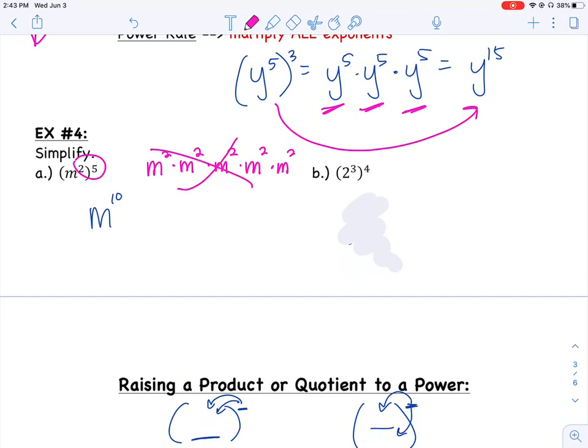Look at b. I have 2 cubed raised to the 4th power. So I have 2 cubed times another 2 cubed times another 2 cubed times another 2 cubed. How many 2's do I really have? Well, I end up having 12 2's, or 2 to the 12th power.